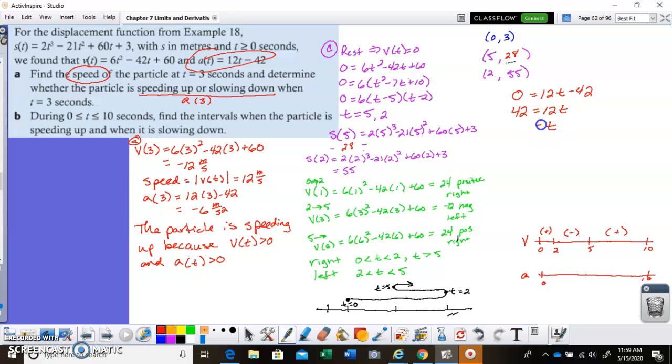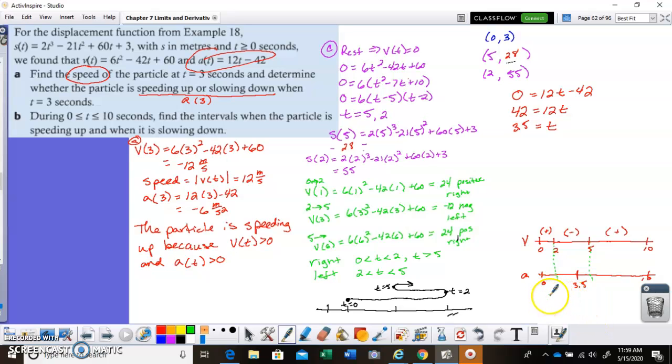So acceleration is 0 when your time is at 3.5. So I'm going to throw 3.5 on this graph, right about where that hits. What I'm also going to do is connect these two sign diagrams because I'm making a comparison of them, and I want to show that 2 is about that spot right there, and that 5 is at about that spot right there.